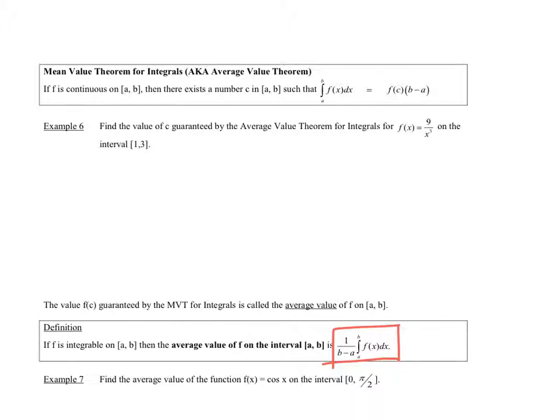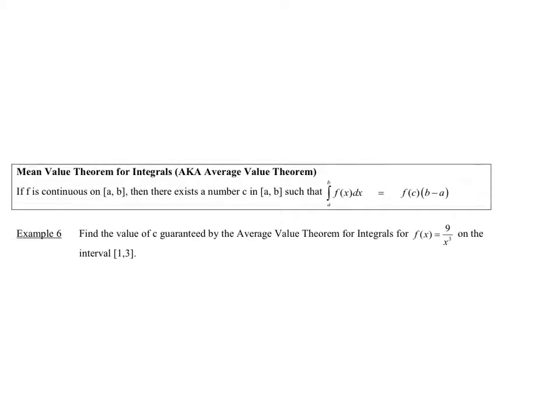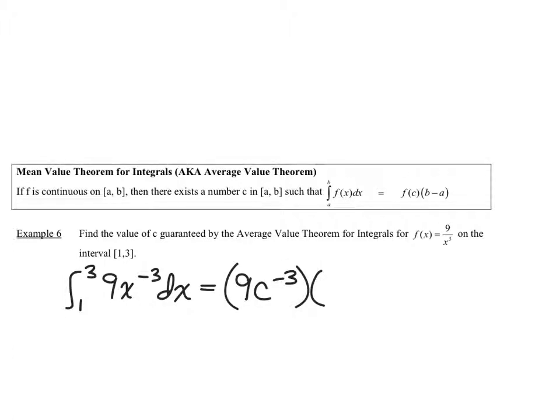But there you have example 6 here, which is just kind of a play on that. It's very procedural, though. All we have to do is follow the model. So on the interval of 1 to 3, we have our function, I'll write it as the integral of 9x to the negative third dx, should be equal to f of c. So I'm going to write it as 9c to the negative third times the length of the interval, which would be 3 minus 1, which is 2.